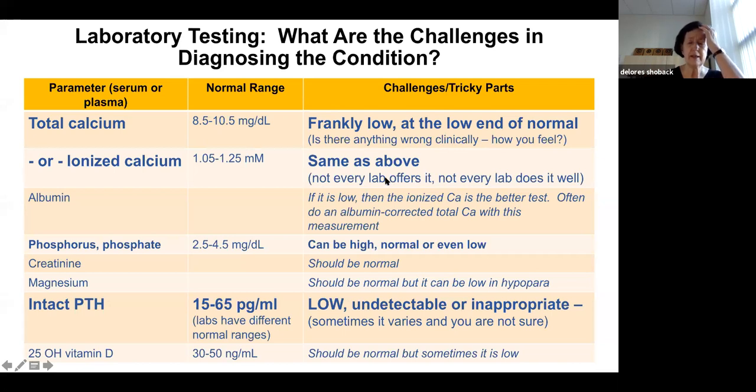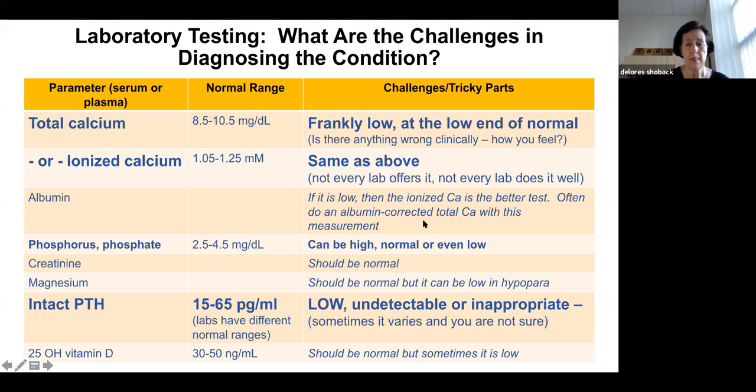Ionized calcium, not every lab offers it and not every lab does it well. So sometimes patients say, well, I want to get that done. And sometimes if I don't know that the lab is doing a good job with that or even offers it, I don't order that as my main test, just my own bias.